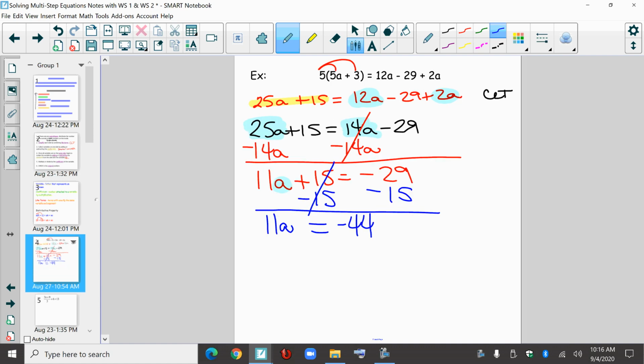Okay? And the next thing you're going to do is solve for A. So the A has 11 attached to it by multiplication. So if the 11 is attached to it by multiplication, I'm going to divide both sides by 11. So I have A is equal to negative 4. And you're done. Okay?